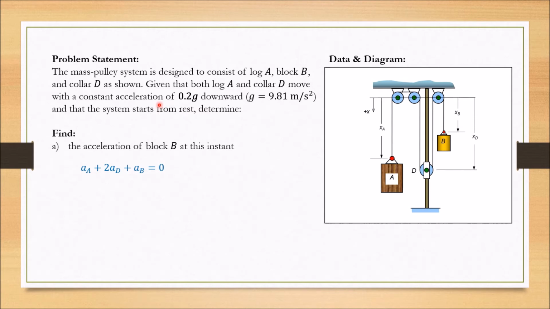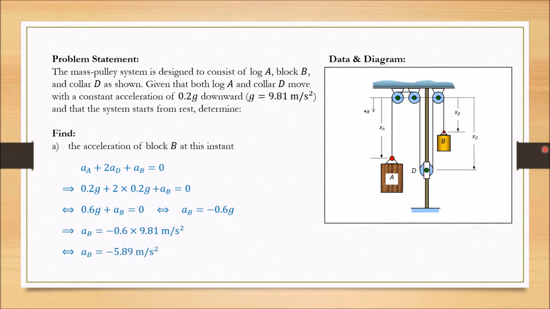One piece of information that we have from the problem is that the acceleration of log A and collar D is constant, equal to 0.2 g. So if we replace aA with 0.2 g and also aD with 0.2 g, the remaining variable in the equation is aB. Hence, we can obtain the value of aB. aB equals negative 0.6 g. The acceleration of aB is negative 5.89 meters per second squared.